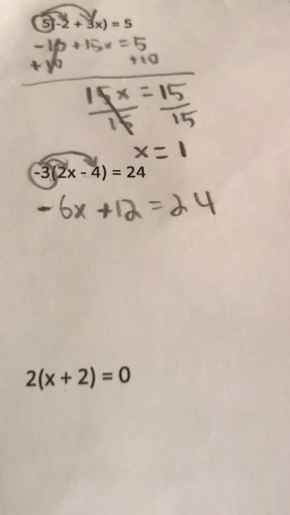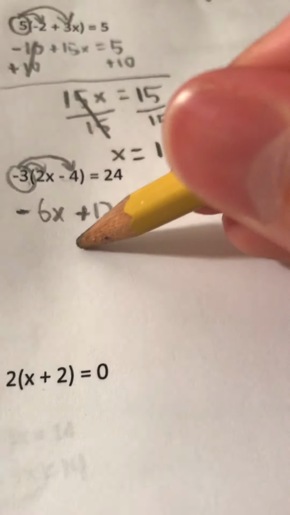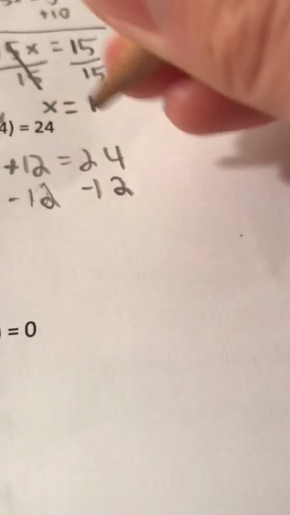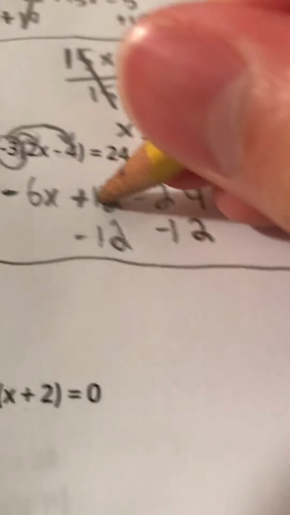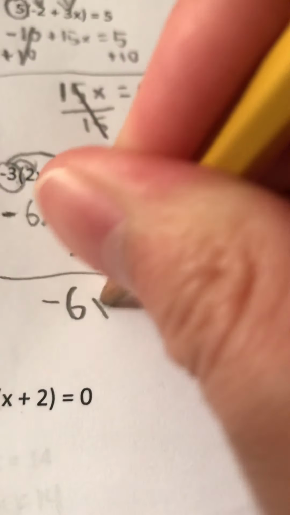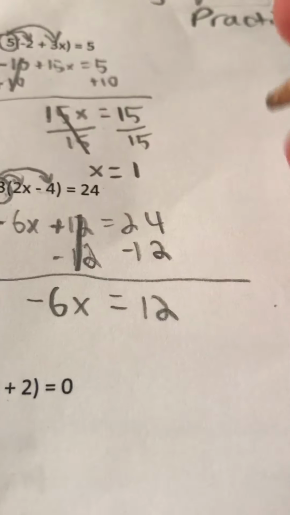Again, after I've distributed for this problem, it becomes a simple old two-step equation. I gotta get rid of the constant by doing the opposite. The opposite of plus 12 is minus 12. What I do to one side, I do to the other. These 12s cancel out, leaving just the negative 6x. On this side, 24 minus 12 is 12, okay?